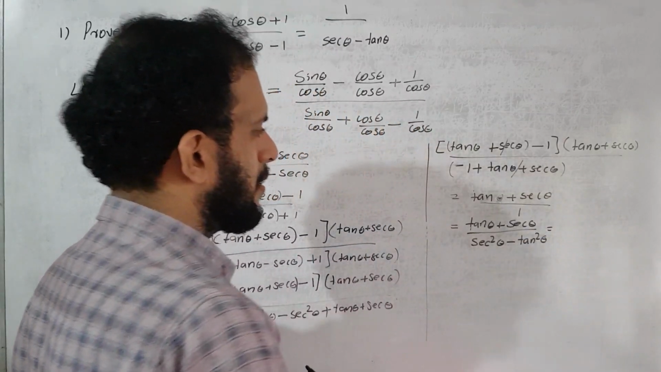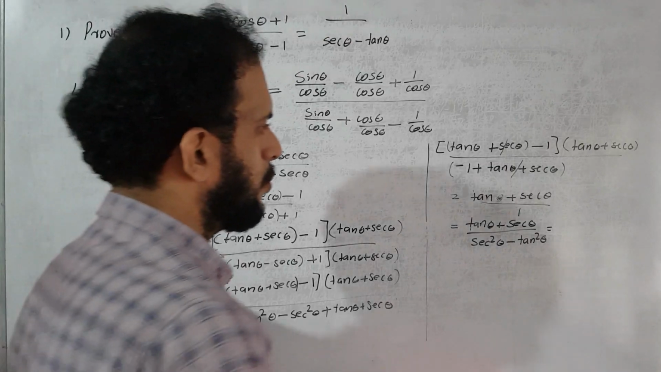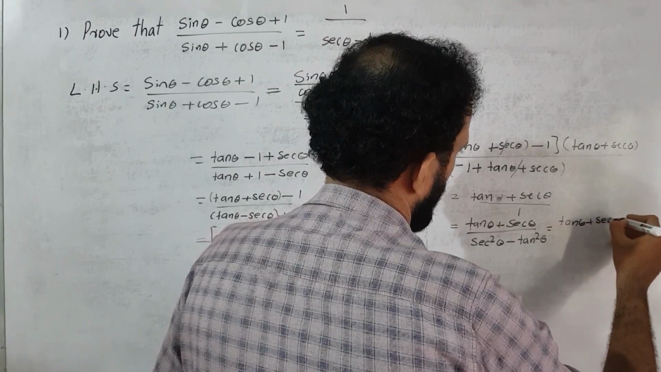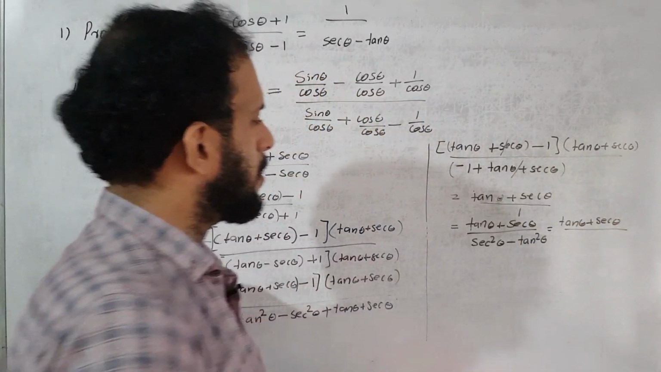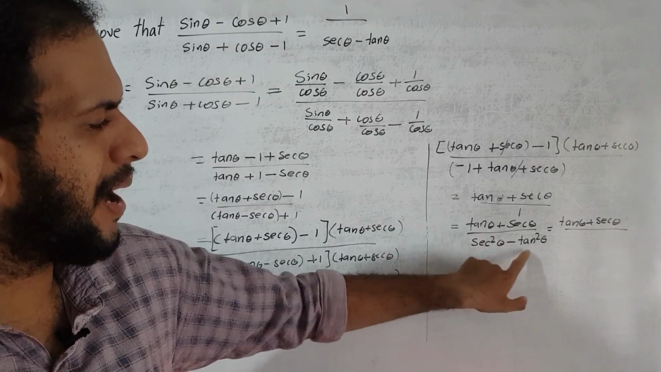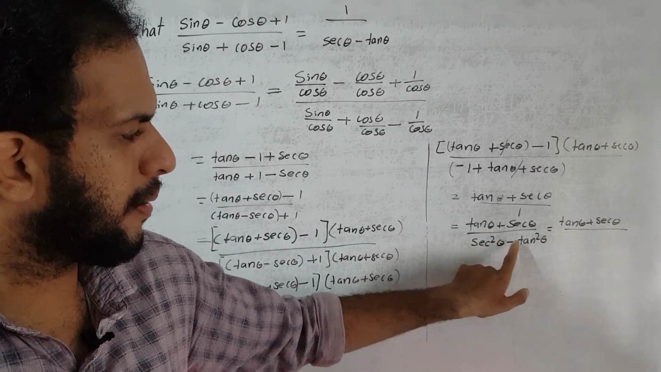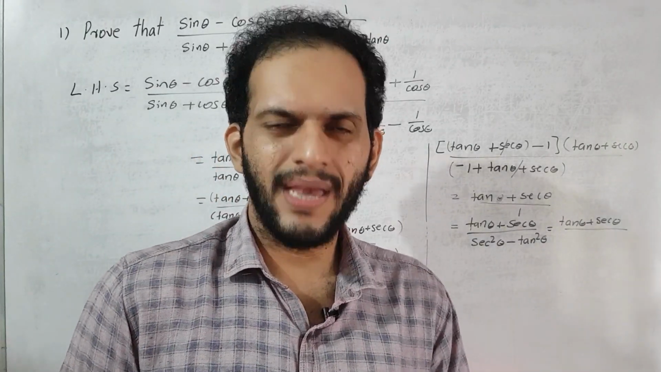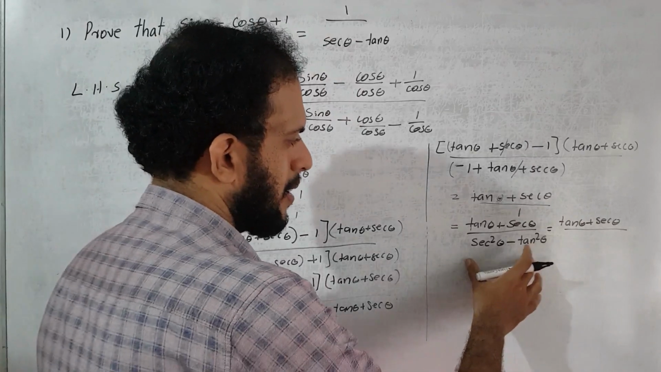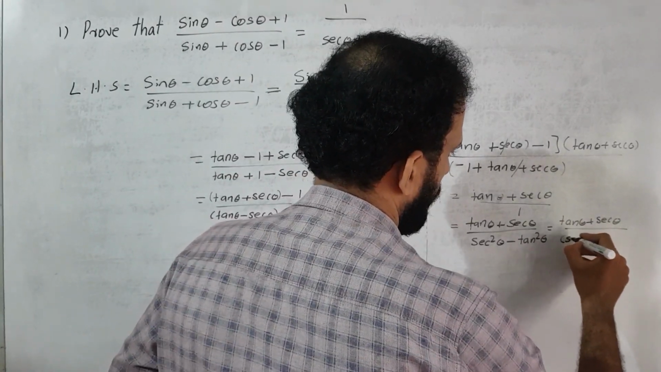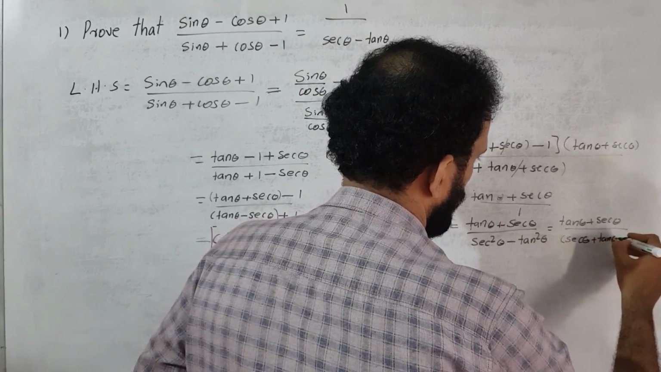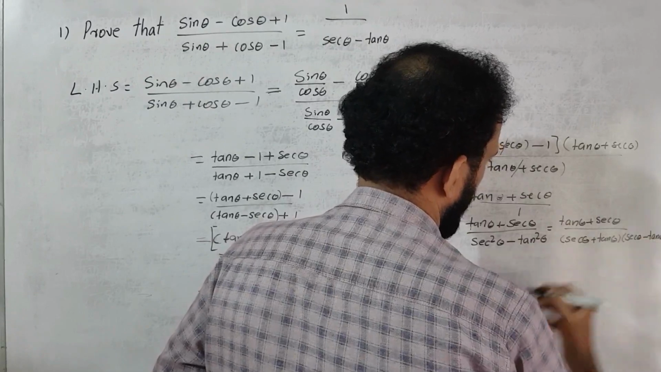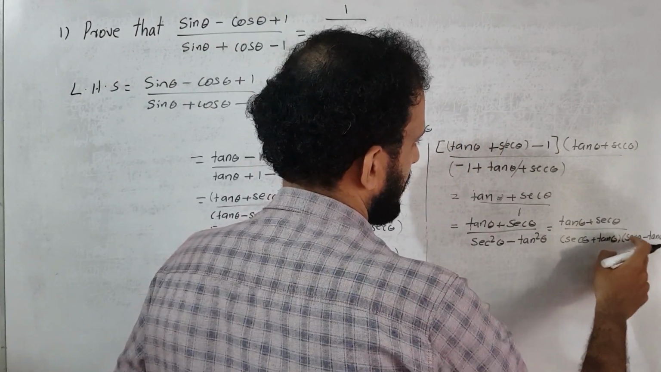Sec square theta minus tan square theta, then is equal to tan theta plus sec theta by, what is this form? This one is in the form of a square minus b square. What is a square minus b square? Yes, it is a plus b into a minus b. Then how do we write this? Sec theta plus tan theta into sec theta minus tan theta.